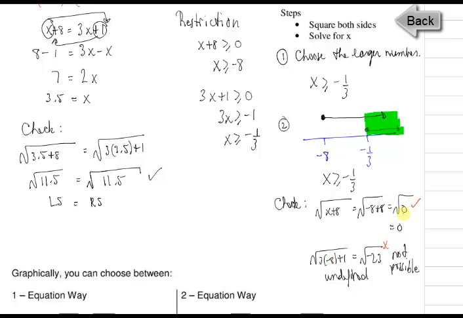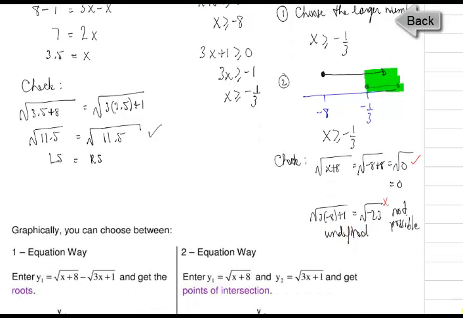So that's why negative 8 is not a possible answer. You'll find that if you plug negative 1/3 back into both of these radicals, you will get a value. It'll actually simplify to a value. It won't be undefined. Okay, alright, so we are asked to check by graphing.